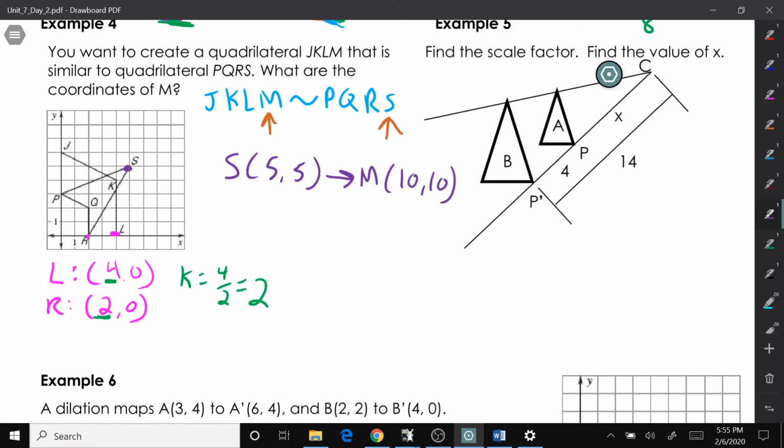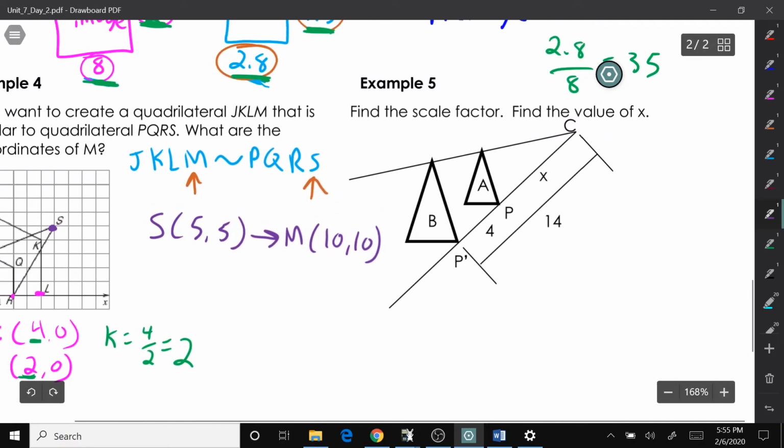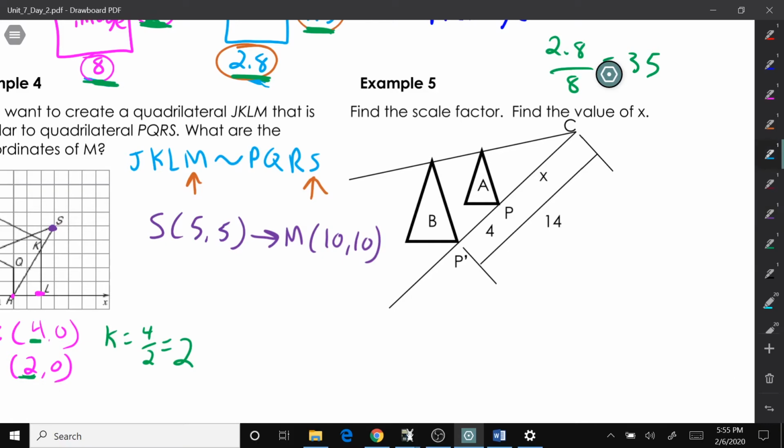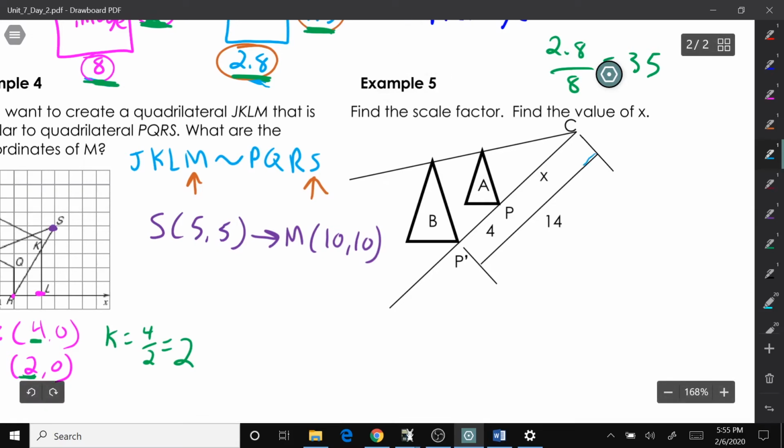Alright, now example number 5 looks a bit different. There's no coordinate plane here, so we're going to have to go based solely on the distances. The distance from C to P prime is 14. That's what this distance is right here. And the distance from P to P prime is 4, which makes the distance from C to P 10, because 10 plus 4 is 14. So we know that x is 10.